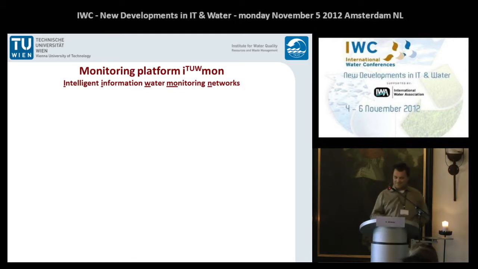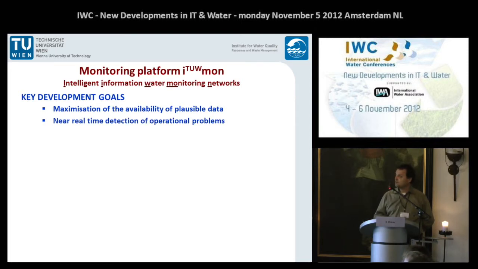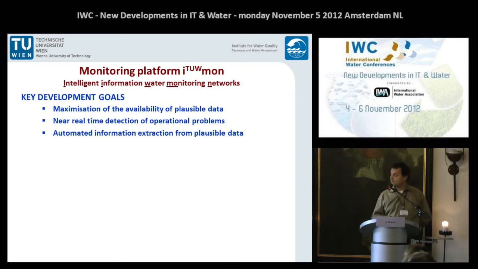So, what were the key development goals? We want to maximize the availability of plausible data that you get from a monitoring network. We want to have a near real-time detection of operational problems with the monitoring stations. We want to have an automated information extraction from our data. And we want to have minimum maintenance in the field.